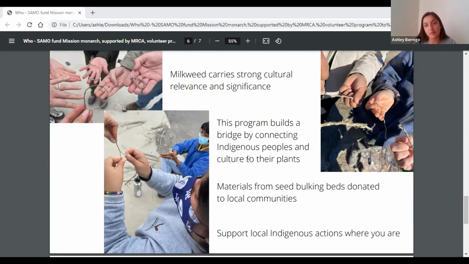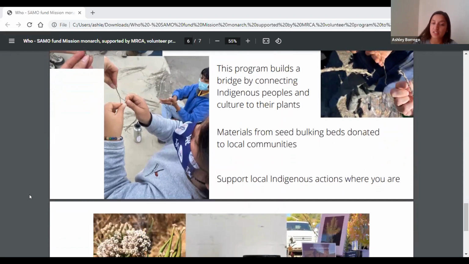And then materials from seed bulking beds were donated to local communities. In our nursery, we built raised beds to bulk for seeds, but then all the material at the end of its growing season was donated, which was really awesome. And just an ask is that you support local Indigenous actions where you are, whether it be with like Indigenous Youth Council LA or other organizations.